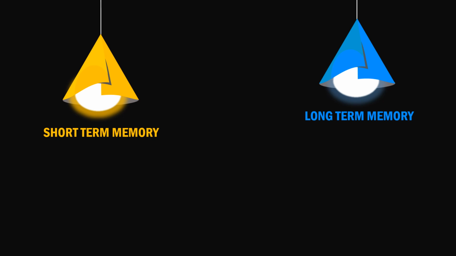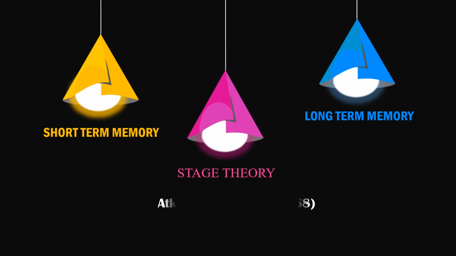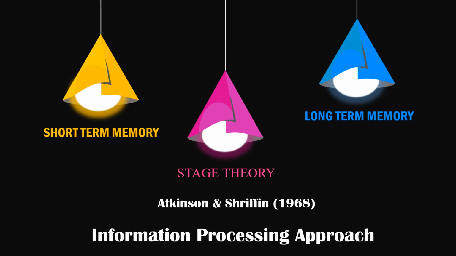Memory is crucial in learning, and the stage theory proposed by Atkinson and Shiffrin in 1968 argues that information is received, processed, and stored in three different stages. This theory has also been described as the information processing approach.